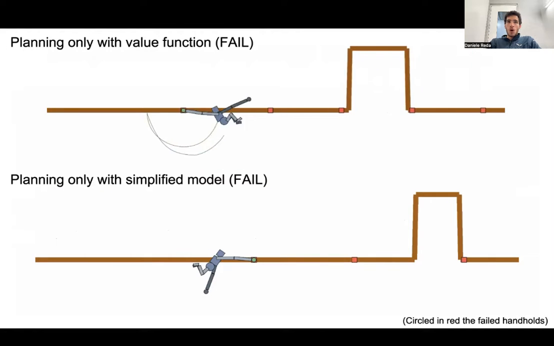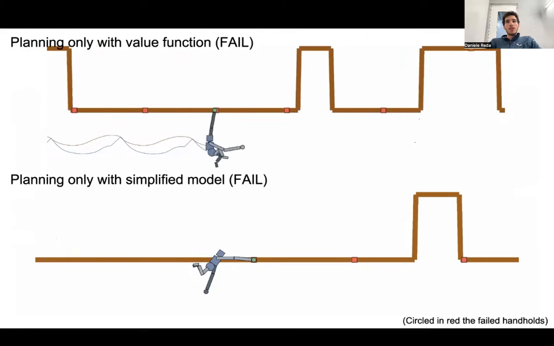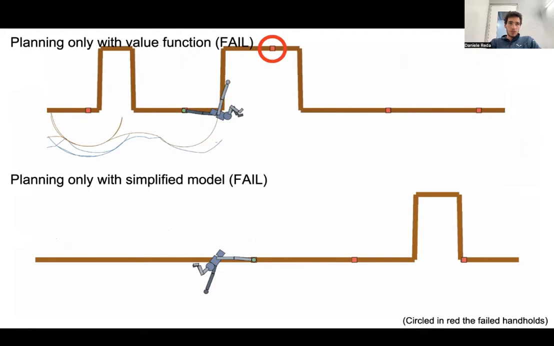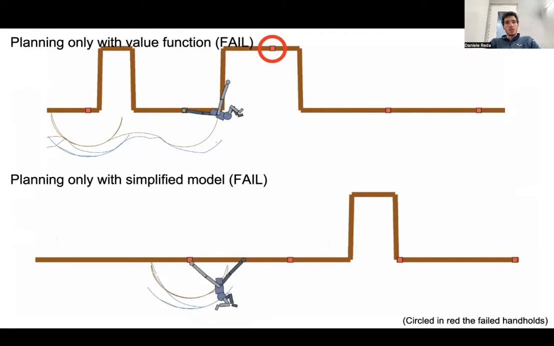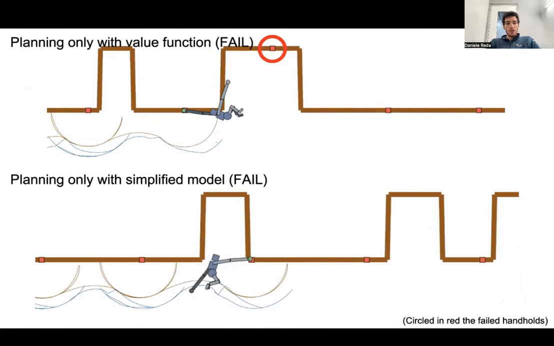If we were to use only the value function of the full model, it wouldn't work, as this fails to anticipate upcoming gaps more than the future handholds it has access to. Instead, using only the simplified model doesn't work, as it fails to understand what are the true capabilities of the full model.